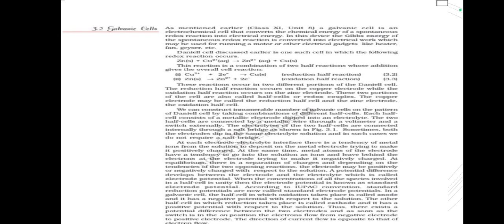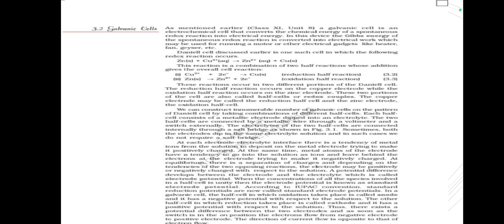We can construct innumerable number of galvanic cells on the pattern of the Daniell cell by taking combinations of different half cells. Each half cell consists of a metallic electrode dipped into the electrolyte. The two half cells are connected by a metallic wire through a voltmeter, and the electrolytes of the two half cells are connected internally through a salt bridge as shown in figure 3.1. Sometimes both the electrodes dip in the same electrolyte solution, and in such cases we do not require a salt bridge.